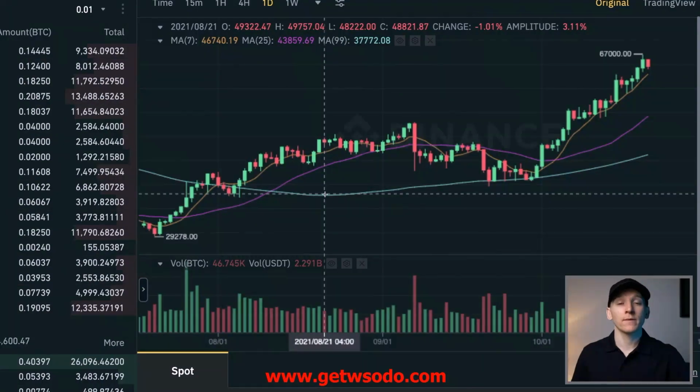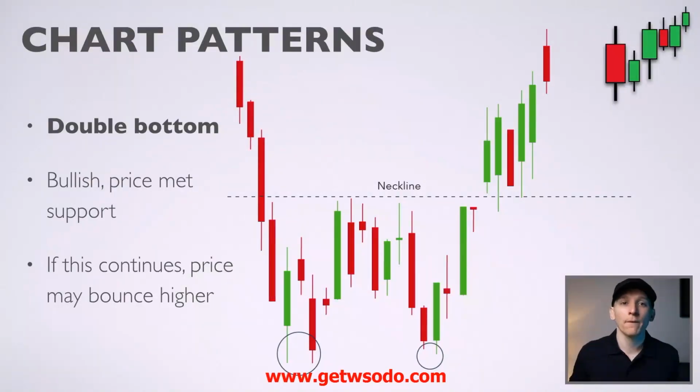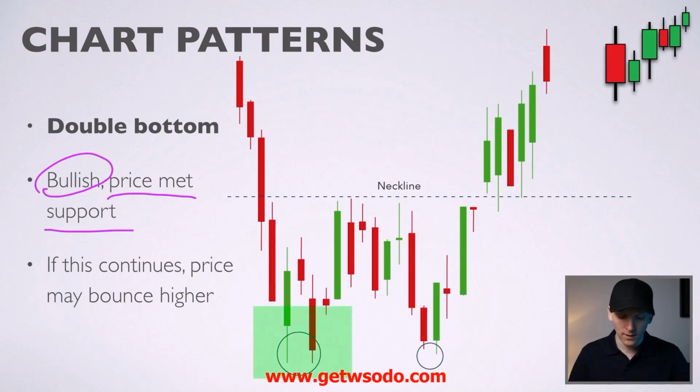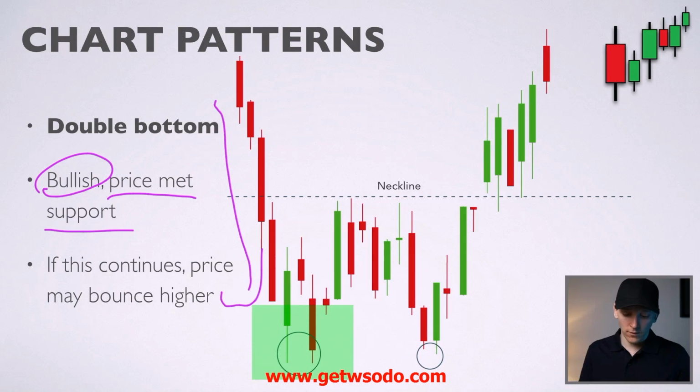A double bottom is the exact opposite of a double top. Could be bullish and it could mean that the price has big support at a certain level. So a double bottom is bullish. The price met support. And we can see the exact same thing here. So we have a price level where the price comes down to and it meets support at this level.